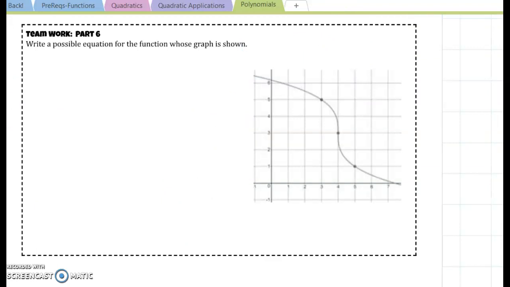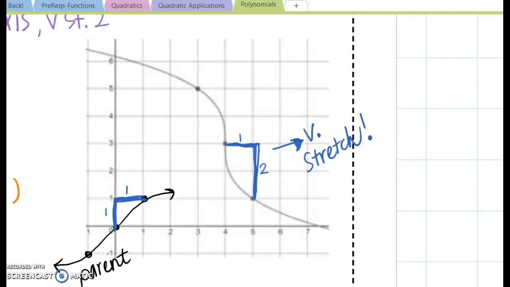Now take a moment, pause the video, and try Teamwork Part 6. So you can actually do this strictly from the graph. You'll notice here in black I graphed the parent function, and I just went from center point to this point here. It goes up 1 over 1. Look at my new function. Here's the center point. This one goes up 2 over 1. That has vertically stretched by 2.